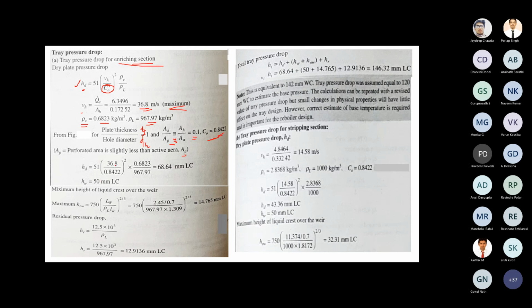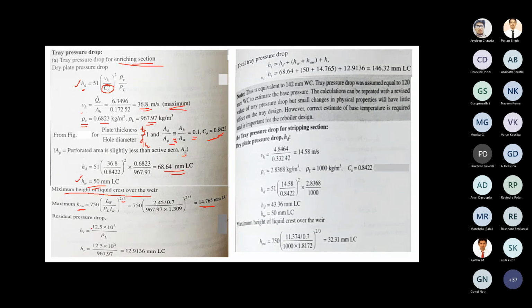So for the velocity you substitute C0 square rho V by rho L, so you can calculate mm of liquid column. 68.64 mm of liquid column. This is HD you can calculate. HW is weir height that we have selected, correct? 50 mm of liquid column. Then maximum height of liquid crest over the weir plate, HOW, you have to calculate. That is 750 into LW by rho L, LW power 2 by 3. So that is 14.77 mm liquid column.